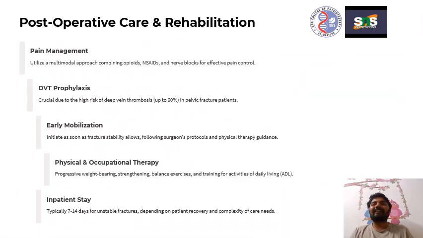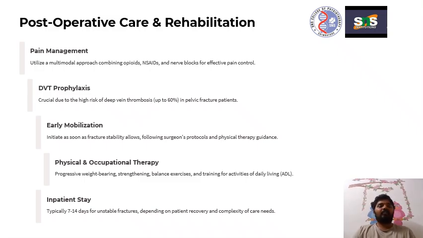Then post-operative care and rehabilitation. First is pain management. Utilize a multimodal approach combining opioids, non-steroidal anti-inflammatory drugs, and nerve blocks for effective pain relief. Then DVT prophylaxis is crucial due to the high risk of deep vein thrombosis, up to 60% of cases of pelvic fractures. Then early mobilization: initiate as soon as fracture stability allows, following the surgeon protocol and physical therapy guidance. Then physical and occupational therapy: progressive weight bearing, strengthening, balance exercises, and training for activities of daily living. Then inpatient stay is typically 7 to 14 days for unstable fractures, depending on the patient's recovery and the complexity of the care needs.